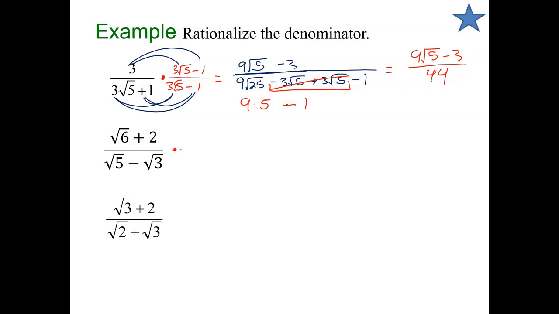What's my conjugate for the second one going to be? The denominator. Square root of 5 plus square root of 3. It's always based on the denominator because I'm rationalizing the denominator. That's what I care about, getting rid of the radical. So I need to multiply by its conjugate.